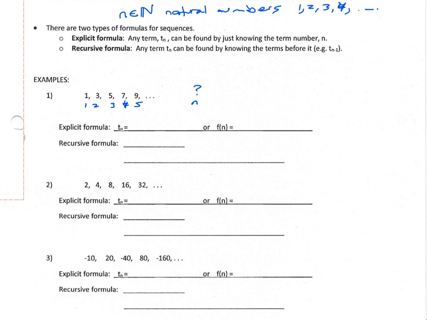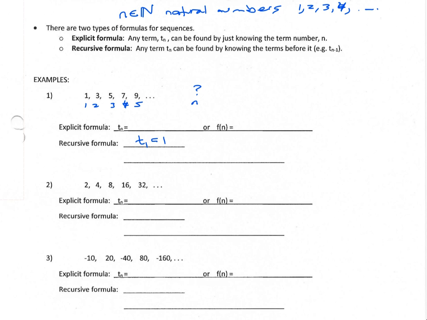So the recursive formula says, just like with Fibonacci, if I know where to start, so if I know that I'm going to start at the first term is a 1, so T1 is 1, then how do I get the next term if I know the previous term? So I'm going to start with a 1, and here I can see that every term is the previous term plus 2.